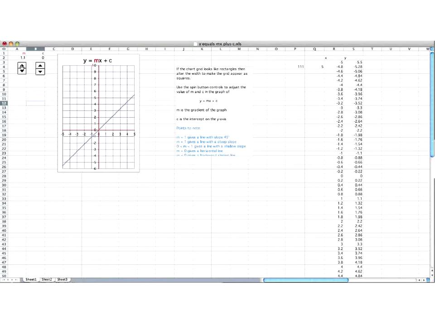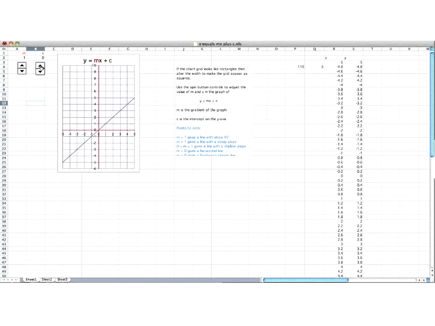If I increase the gradient, 1.1, 1.2 and so on, what we see is the line gets steeper. So a gradient of 2 is a lot steeper. If I come back down towards 0, we'll see that by the time I get to a gradient of 0, the line is horizontal. And if we go negative, the line slopes the other way. Let's get back to y equals 1x.